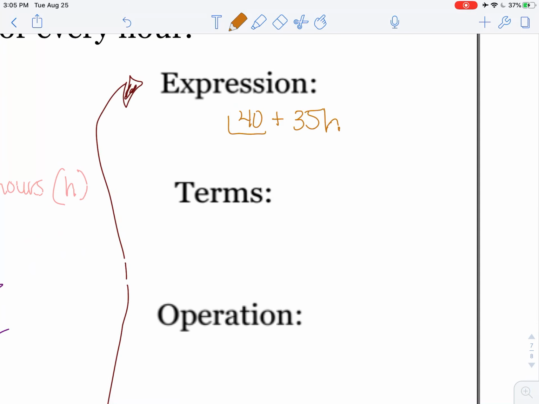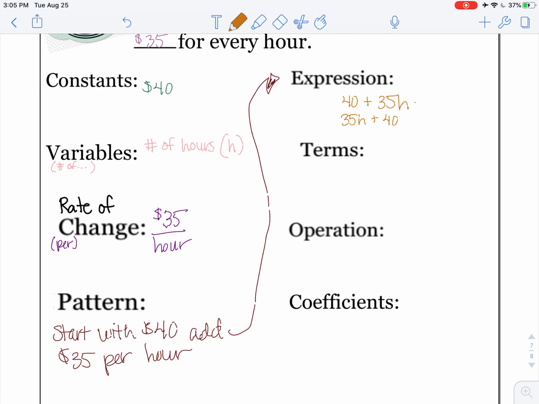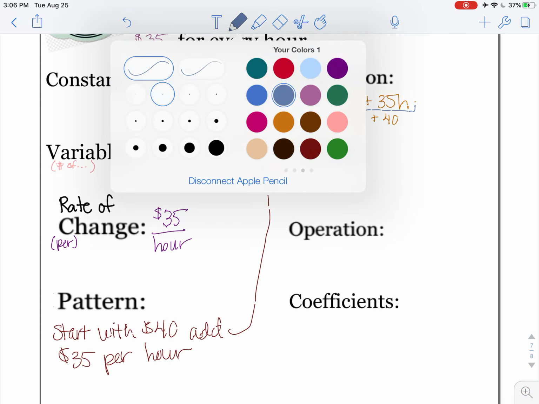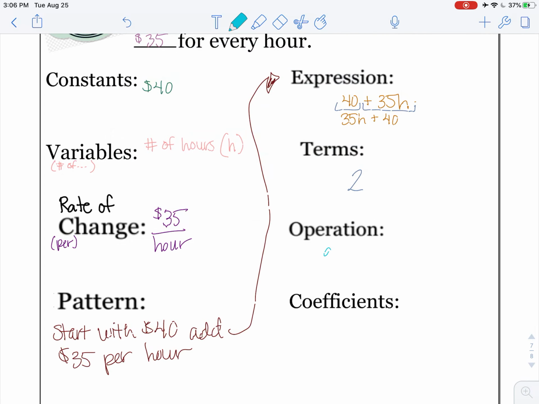If I wanted to write it in the opposite direction, I could separate my terms and just switch them around. So what that would look like is 35H, $35 per hour, plus the $40 initial fee. So either one works. How many terms do I have in this expression? 2, positive 40 and positive 35H. My operations are addition and multiplication, 35 times H.